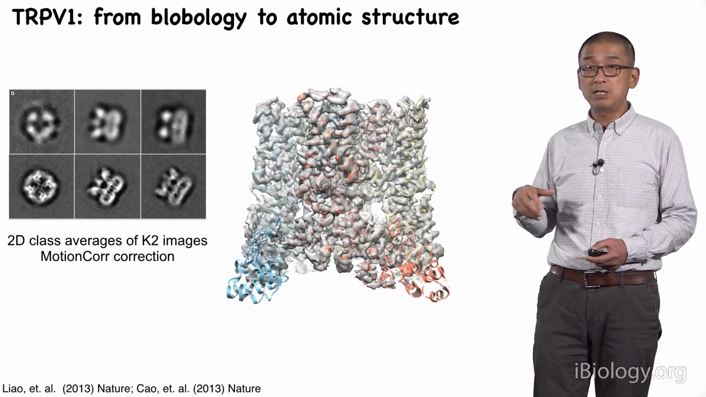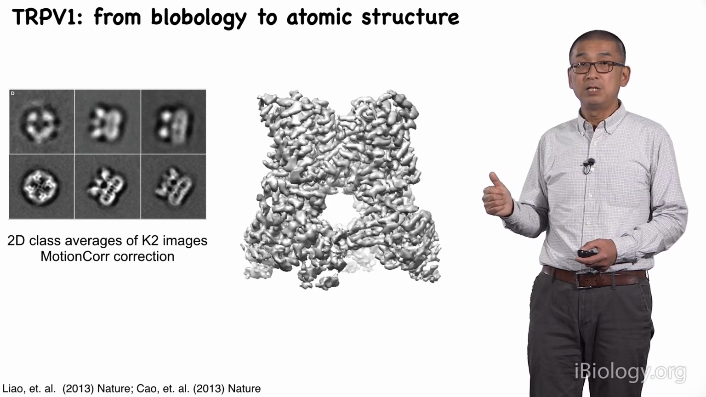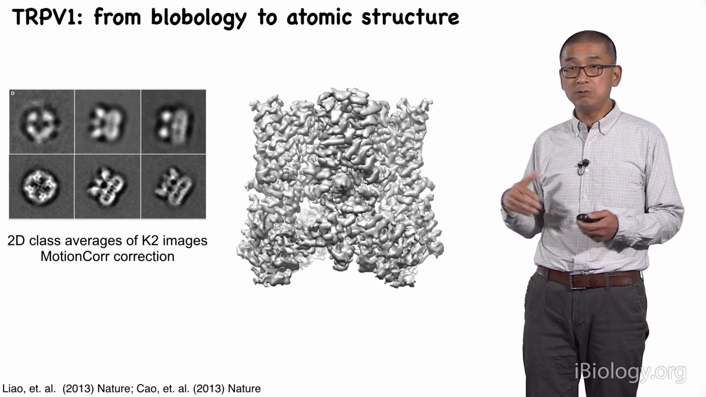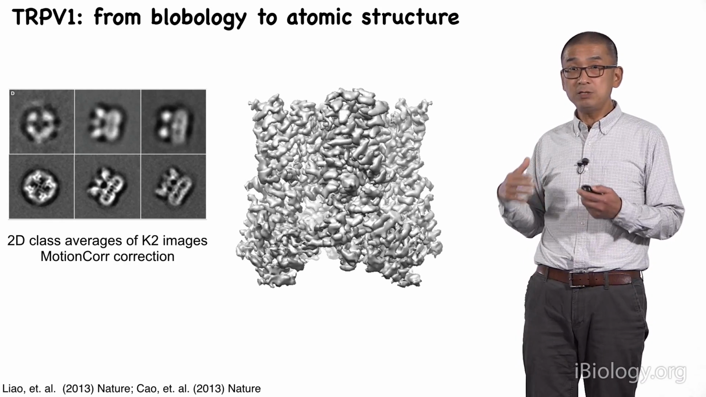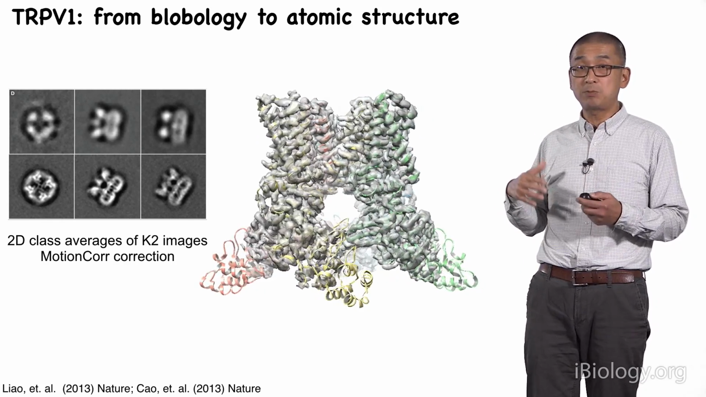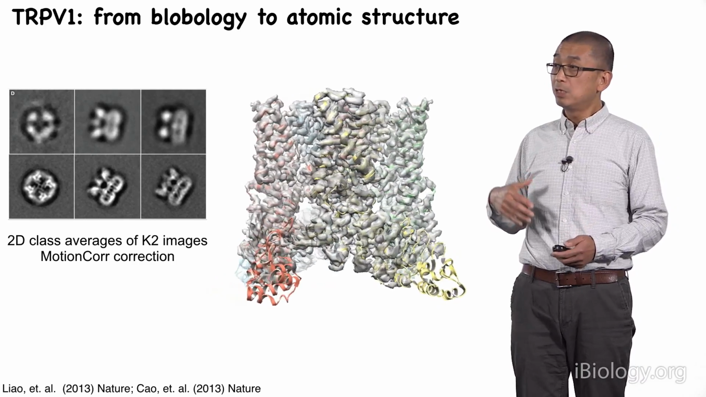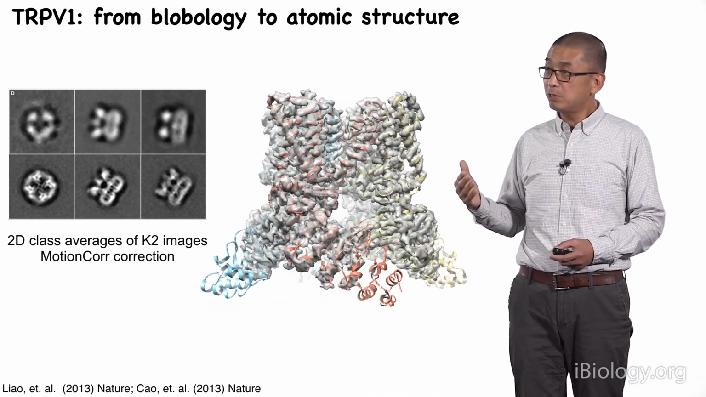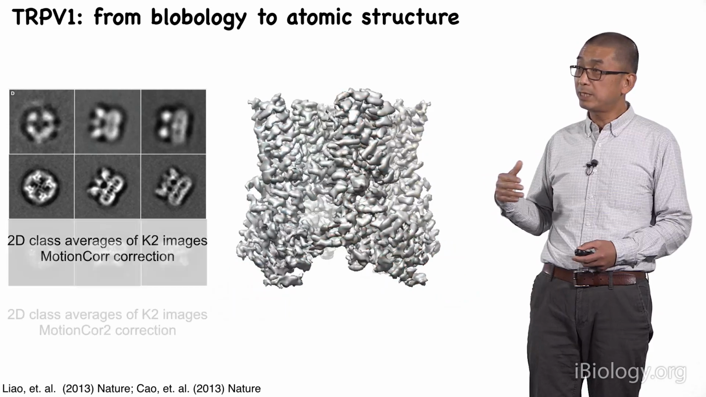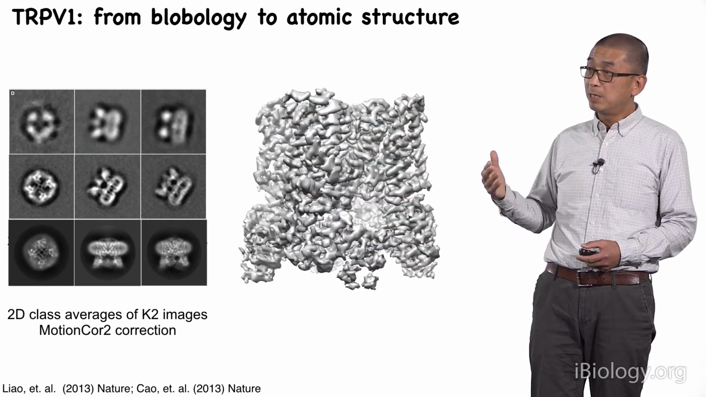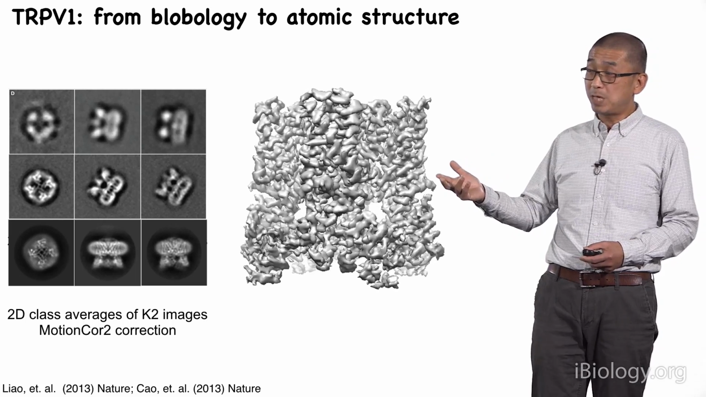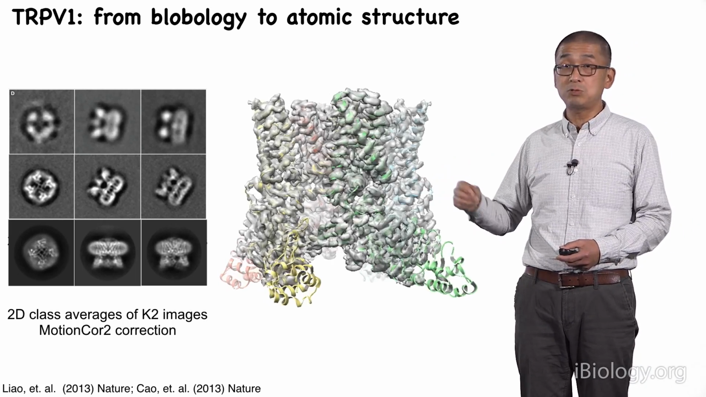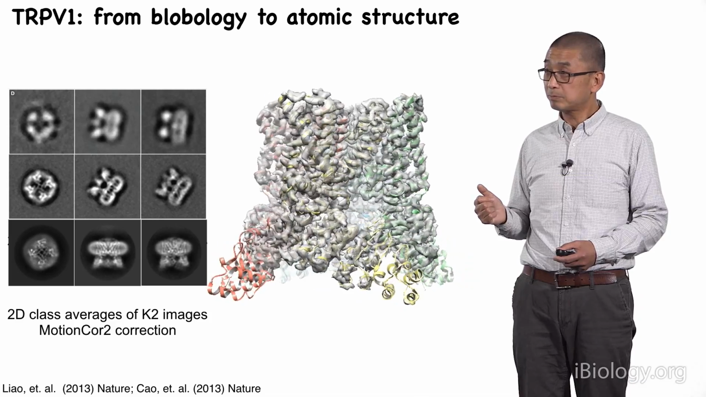As I showed in another talk earlier on, we also now have a newer version of motion correction called MotionCor2, which we can use to further improve the resolution and correct both global and local motion. Applying the new algorithm to this same data set, we can get a significantly further improved resolution. Actually, we are now able to improve the resolution of this same data set to close to 3 angstrom.